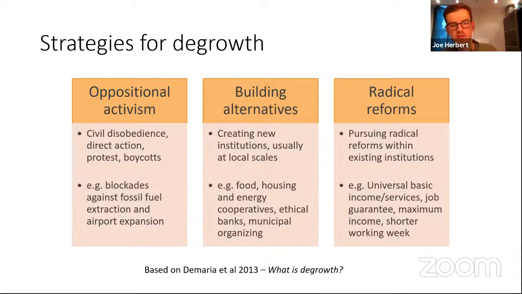And then the final strand of strategy within degrowth is what is sometimes called radical reforms. These often take the form of policy initiatives that we can pursue and implement within existing institutions and political systems. There are a lot of policies that are very popular within degrowth circles, such as universal basic income or universal basic services, job guarantees, maximum income, and shorter working weeks. All different policies that can pave the way towards a degrowth transformation in some way.